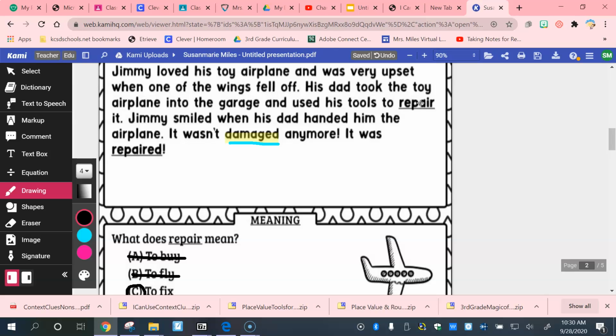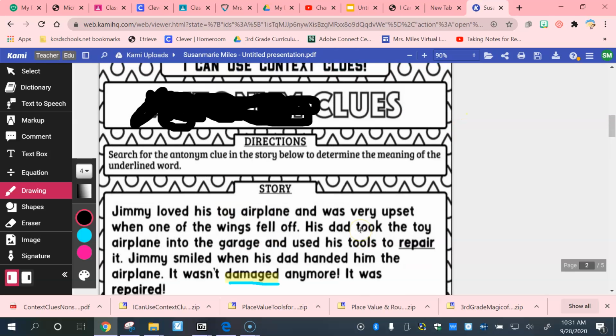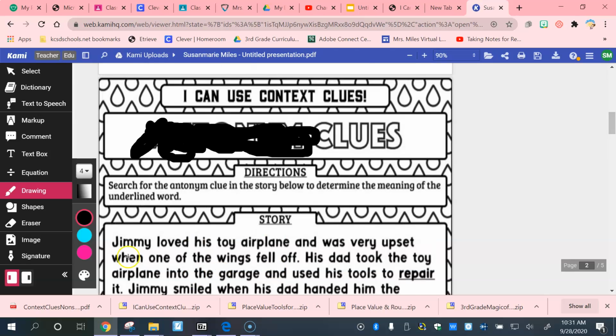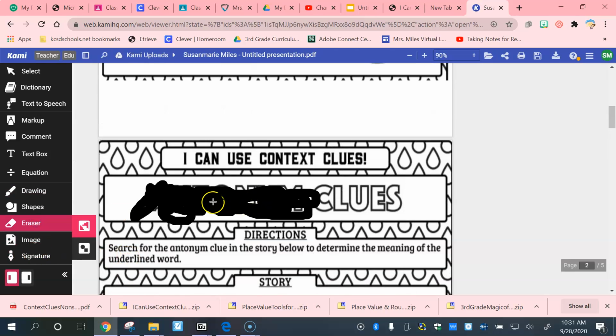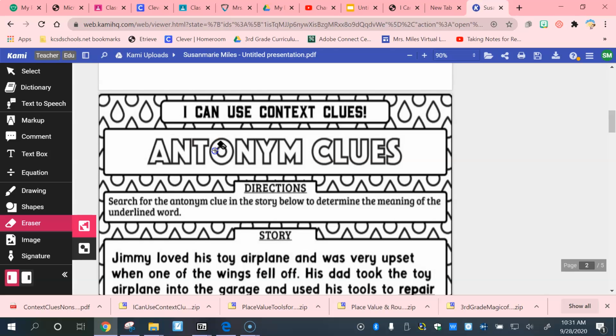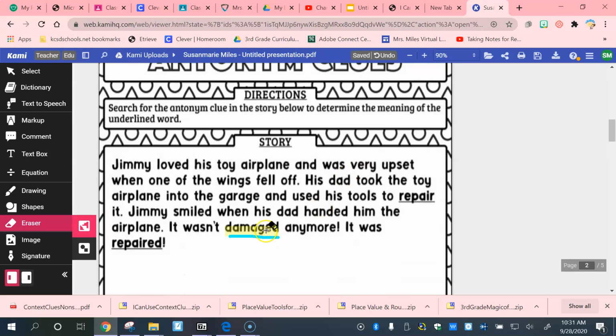His dad took the toy airplane into the garage and used his tools to buy it. He wouldn't use his tools to buy it, would he? Would he use his tools to fly it? Probably not to fly it. He would use his hands or remote control. I'm about to fix it. Would he use his tools to fix it? So fix it does make the most sense in this. And what type of clue is this? An antonym, because damage is the opposite of repair.